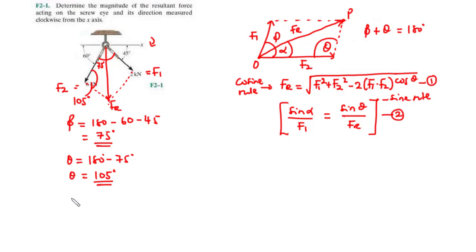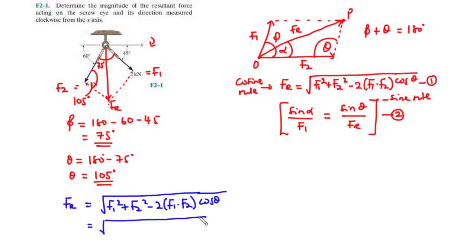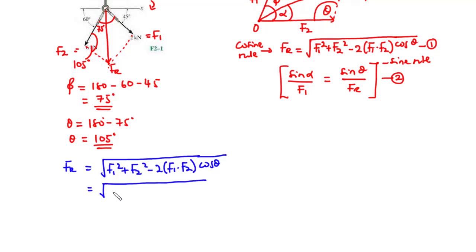So to find Fr, we have Fr equals the square root of F1 square plus F2 square minus 2 into bracket F1 times F2 cos theta. Now let's substitute the values of F1, F2 and theta into this equation. So we have F1 to be 2 kilonewtons, so 2 square plus F2 is 6 square minus 2 times 6 times cos 105 degrees.